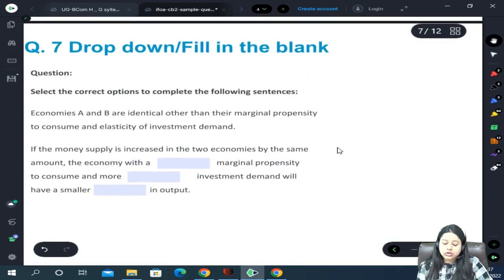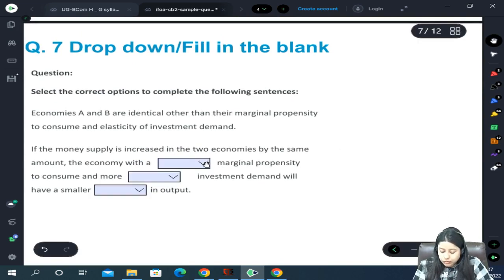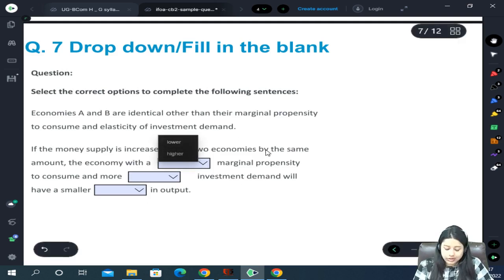Now this is drop down fill in the blanks. So again they have given a complete sentence and you have a drop option here. You have two options, you have to select any one. Clear? Interesting, fun. So now let's read.